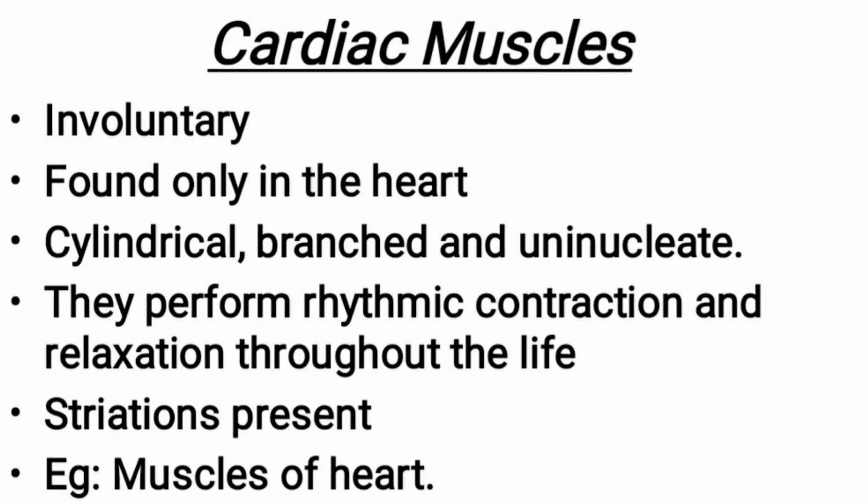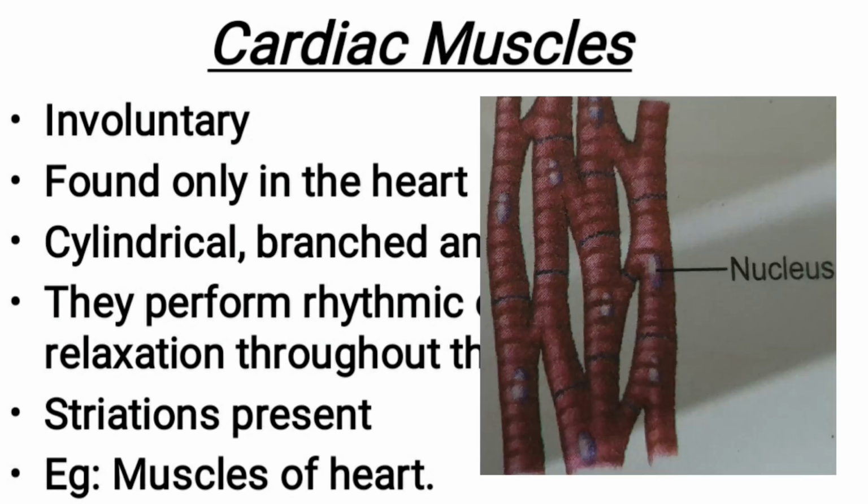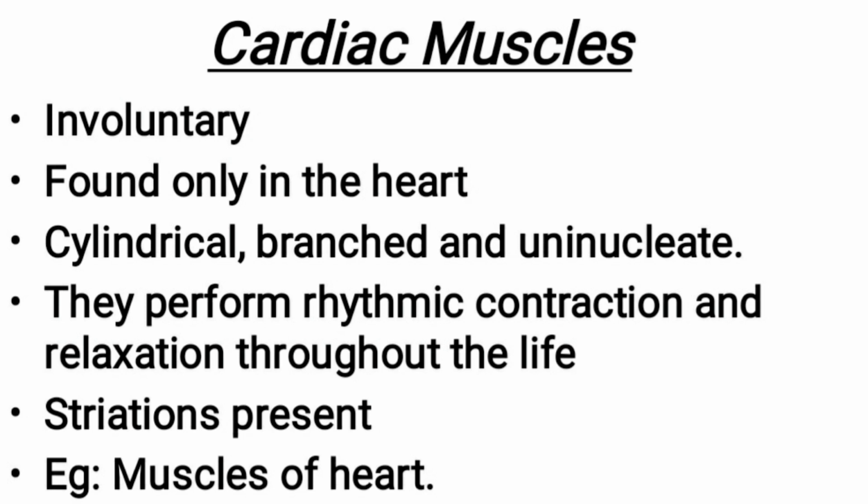Next muscular tissue is cardiac muscle. These are involuntary muscles present only in our heart. They perform rhythmic contraction and relaxation throughout life. These involuntary muscles are called cardiac muscles. The cells of cardiac muscles are cylindrical in shape, uninucleate, and branched. Cardiac muscles have stripes of light and dark bands.